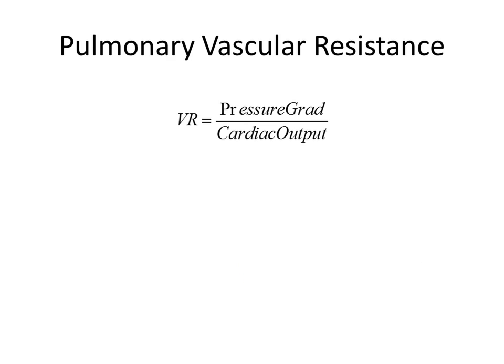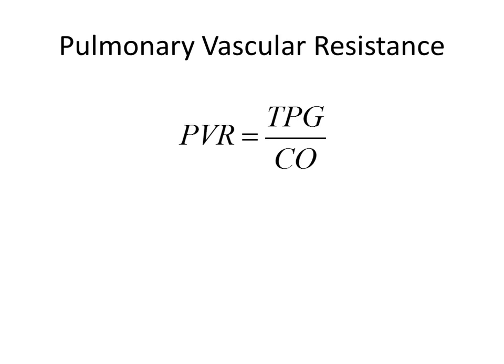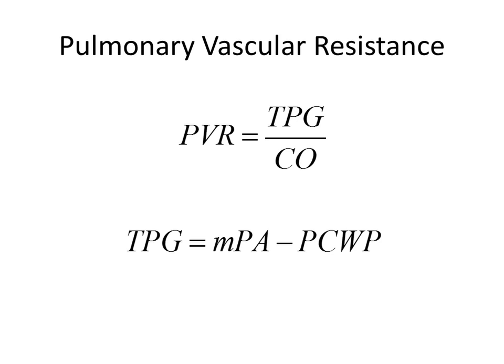And so if you look at pulmonary vascular resistance as an example, you have the pressure gradient across the lungs, and the cardiac output. And so we call that the TPG, the transpulmonary gradient. And what that really is, is the mean PA pressure minus the wedge pressure. So I think it's important to consider this in our treatment.